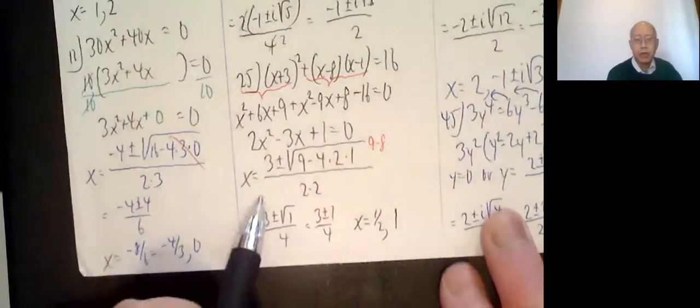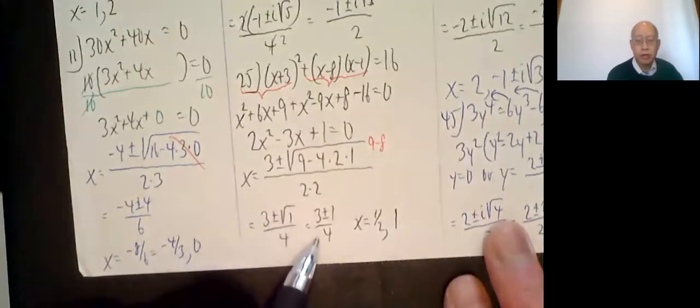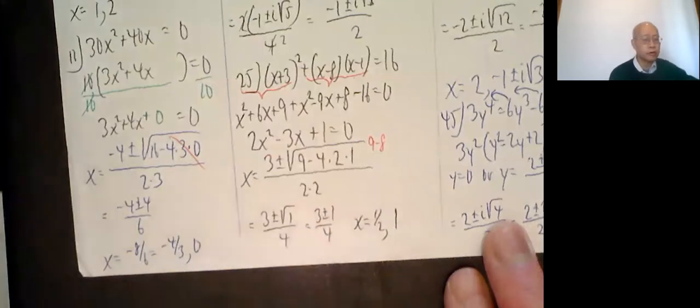Seen that before. 3 plus or minus square root of 1, which is 1, over 4. 3 minus 1 is 2. 2 divided by 4 is 1/2. 3 plus 1 is 4. 4 over 4 is 1.